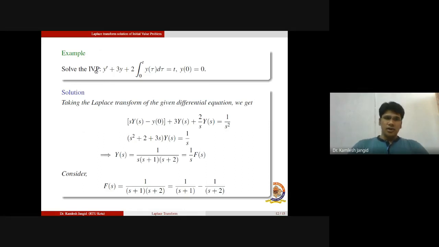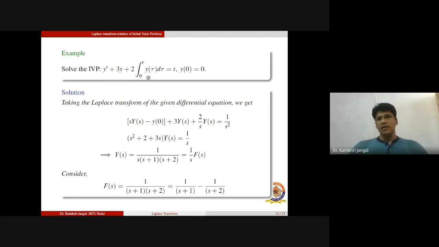So let us see an application of this formula: to solve the initial value problem y prime plus 3y plus 2 times the integral from 0 to t of y(tau) d tau equals t, where the initial value is 0. To solve this problem, we take the Laplace transform of the given integro-differential equation, because here derivatives as well as an integral exist.